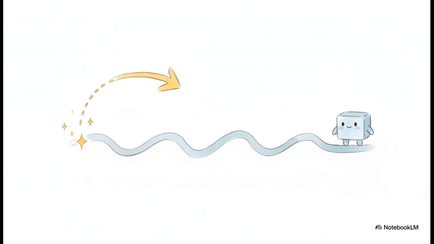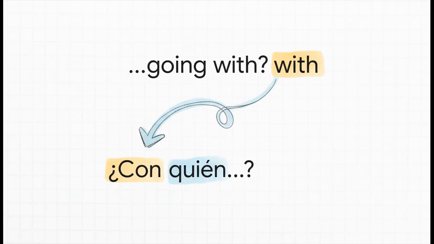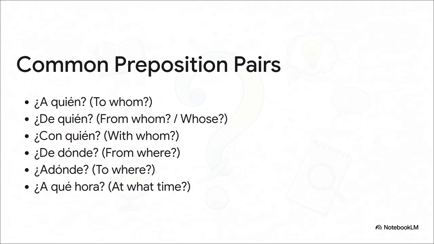So instead of being at the end of the sentence, that little word has to pack its bags and move all the way to the front of the line. It goes right to the very beginning, even before the question word itself. And here's exactly what that looks like in practice. The with, which is con quién in Spanish, just moves right up front. So who are you going with becomes, quite literally, with who are you going? ¿Con quién vas? Makes sense, right? And you'll see this all the time with common phrases, like de dónde for from where, or a qué hora for at what time. Notice in every single one of these, the preposition, the de, the a, the con, is right there, kicking off the whole question.